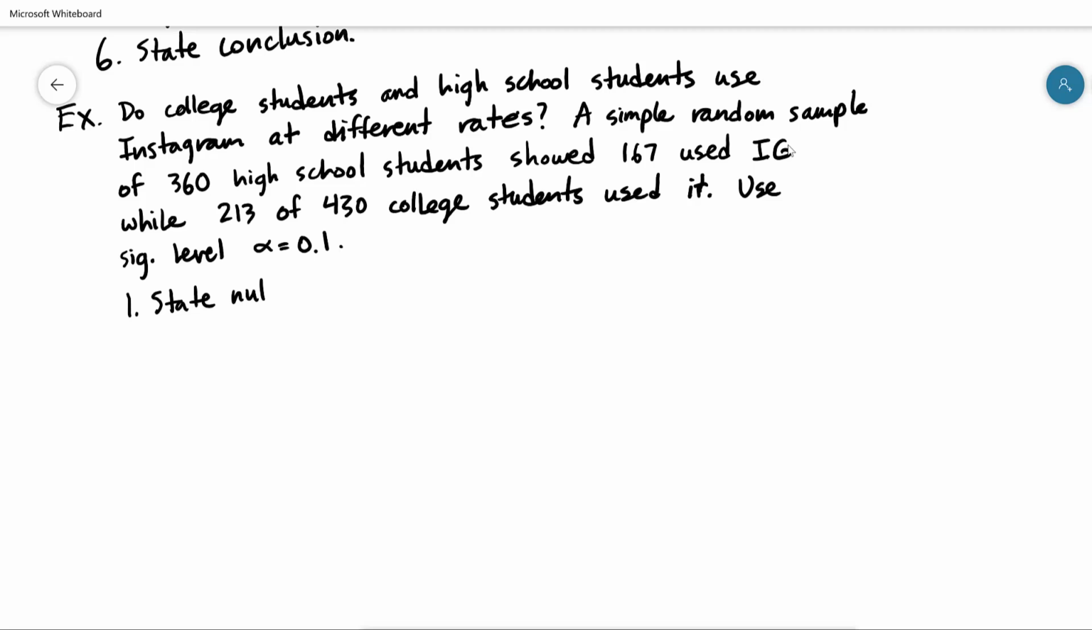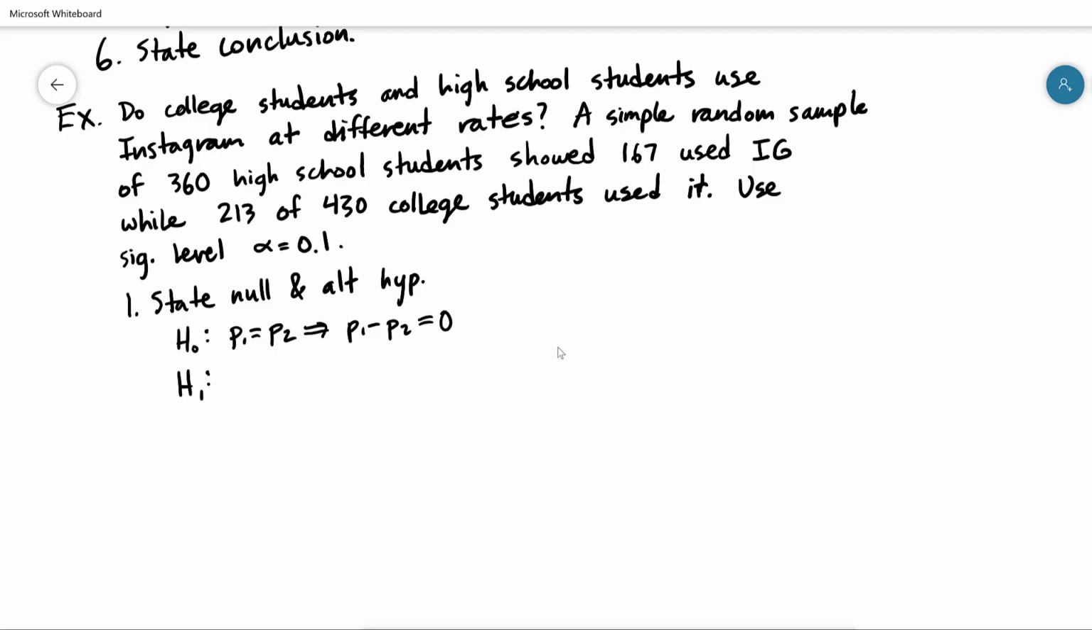We need to state the null and alternate hypothesis. The null hypothesis, we already saw, is that P1 equals P2, that the answer to the question up here is no. They don't use it at different rates. The proportion of high school students and college students that use Instagram are the same. So we could rewrite that as P1 minus P2 equals 0 if we want to think about it like that.